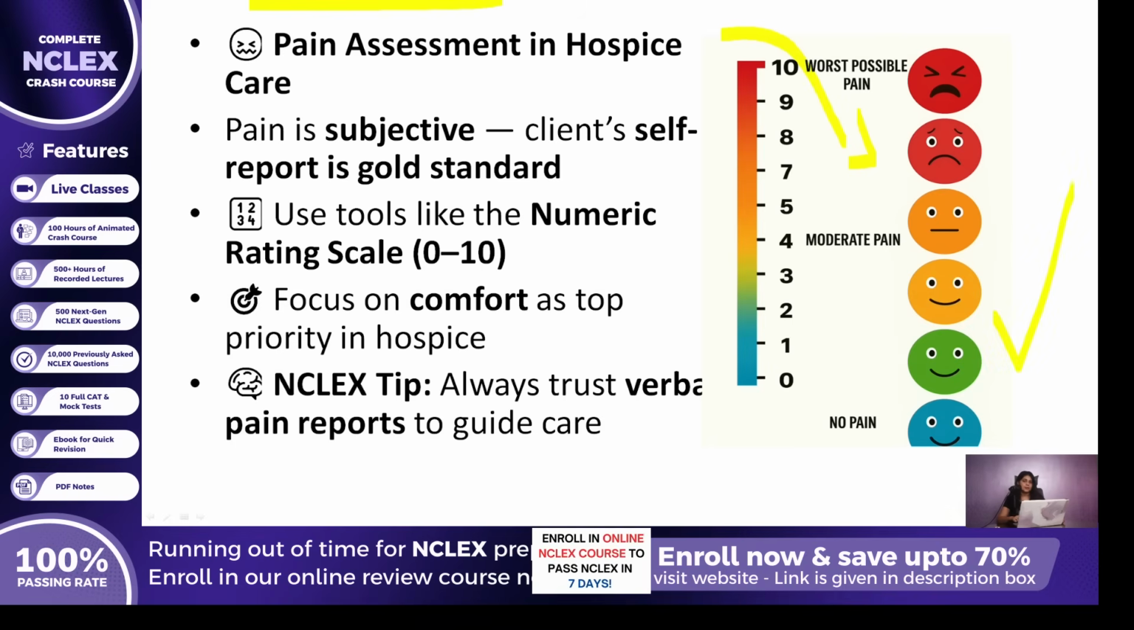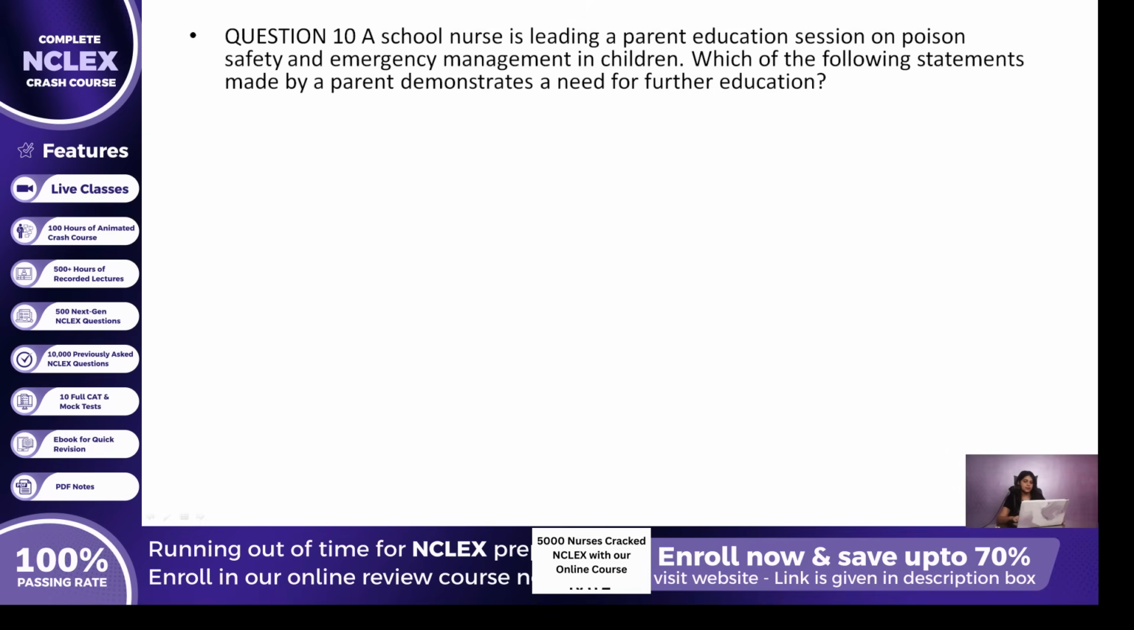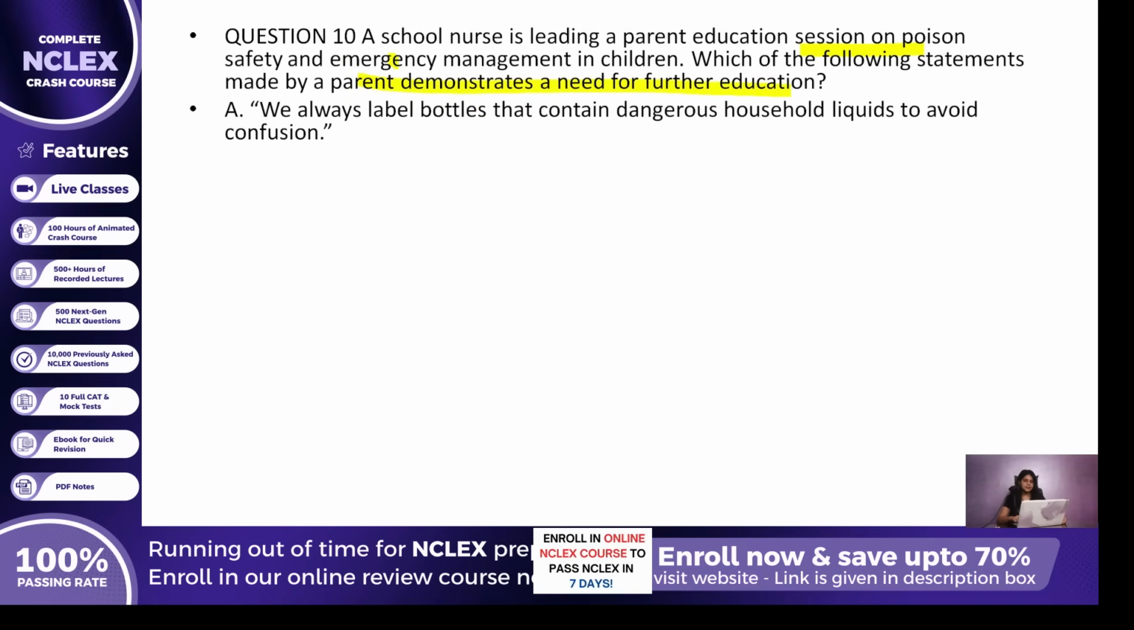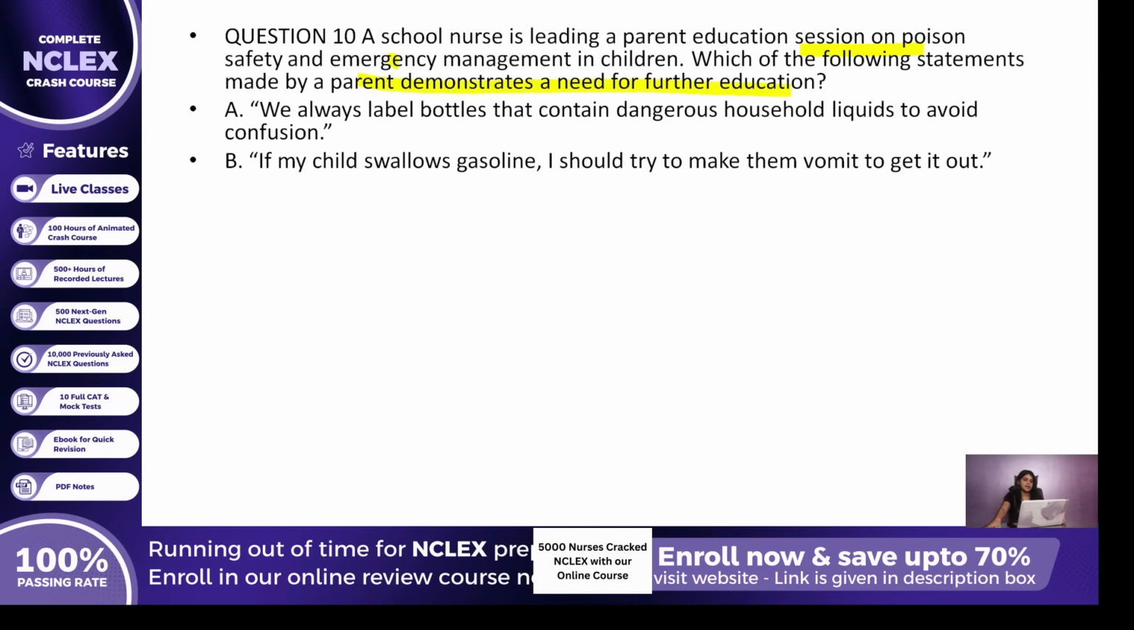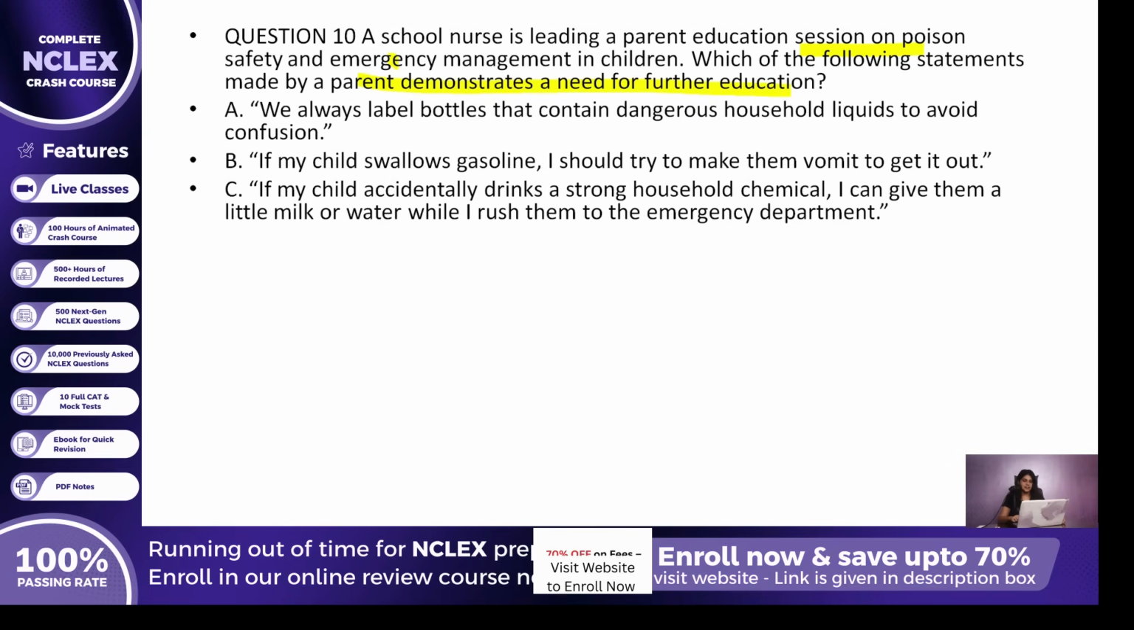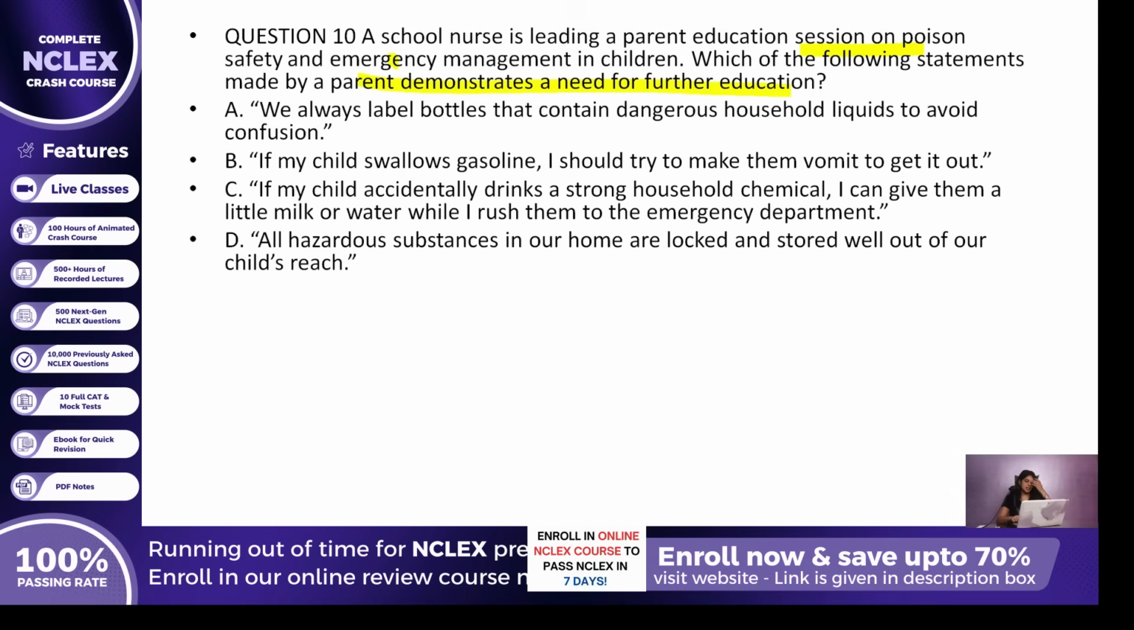Let us move into question 10, which centers on poison safety education for parents. During a school-led session, a nurse discusses emergency responses to childhood poison exposure. Which parent statement indicates a need for further teaching? Here are the options. A. We always label bottles that contain dangerous household liquids to avoid confusion. B. If my child swallows gasoline, I should try to make them vomit to get it out. C. If my child accidentally drinks a strong household chemical, I can give them a little milk or water while I rush them to the emergency department. D. All hazardous substances in our home are locked and stored well out of our child's reach.